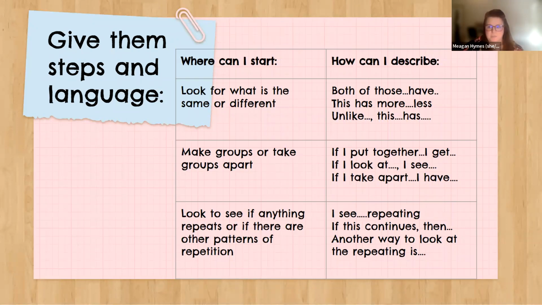Give them the language, right? You can use routines in your classroom to build the language, but then also if you're working on story problems, there's nothing wrong with giving them the language. This right now on this slide is something that I give to my students and is displayed when we are working, depending on the level of students I'm working with, and what problem we're working with. So the students have these to draw from. And the columns are set up for them. Where can I start? And then how can I describe this, right?